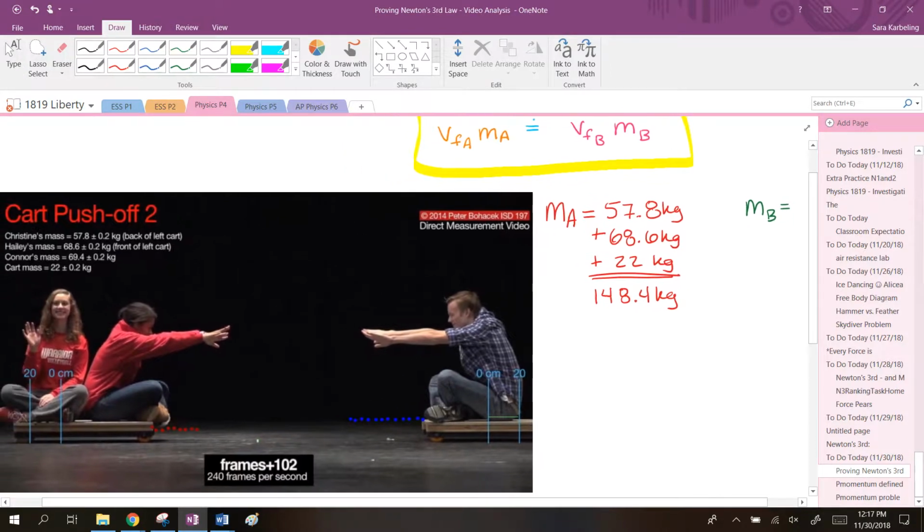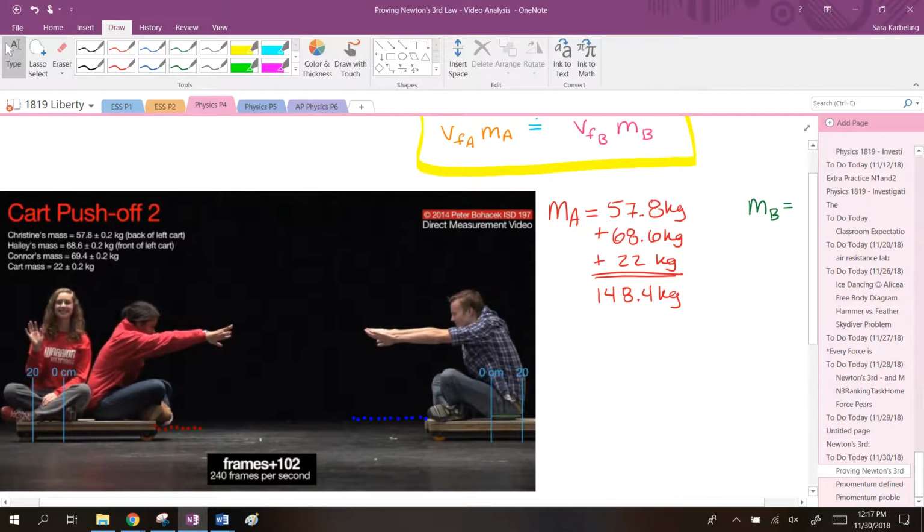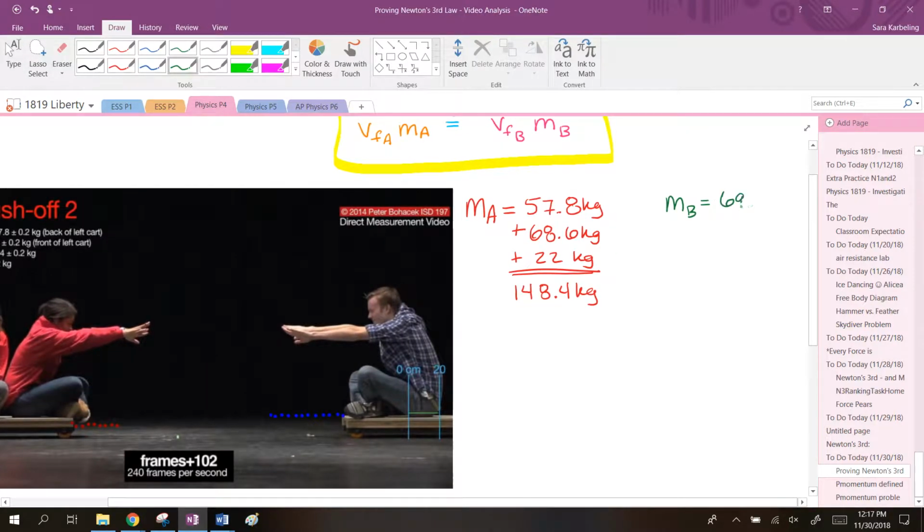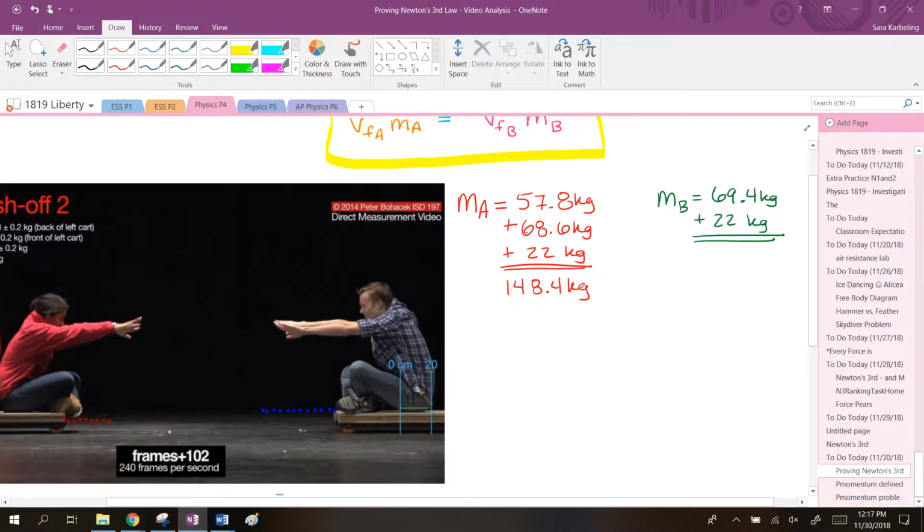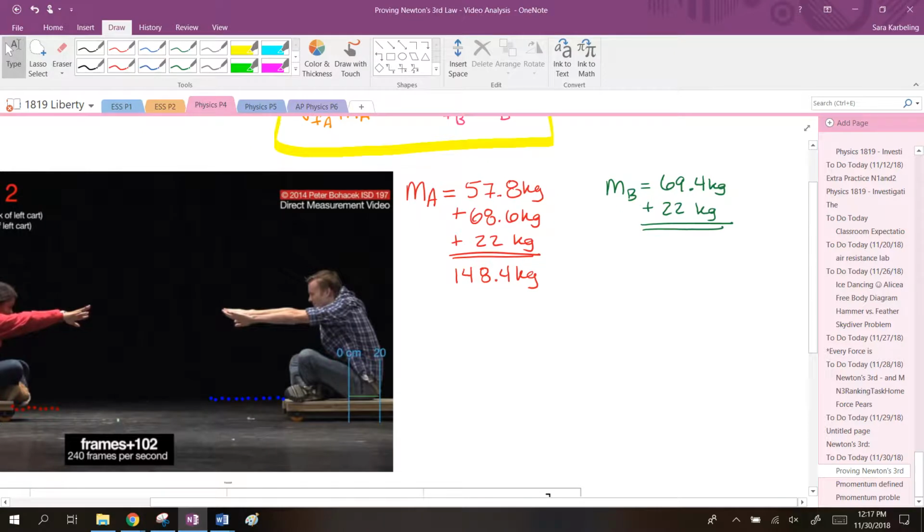Then the mass for B, we'll use green, is going to be the mass of, looks like his name is Connor, 69.4 kilograms plus the cart, which was 22 kilograms. So the total mass for B is, maybe you can do that in your head. Maybe you're not so keen on that. Either way, Matt, what'd you get? Oh, he's like, I haven't done it yet. Ryan, did you get it already? 91.4. I didn't mean to put you on the spot. It looked like you were done, but I must have misread your face there. All right, so those are my masses.